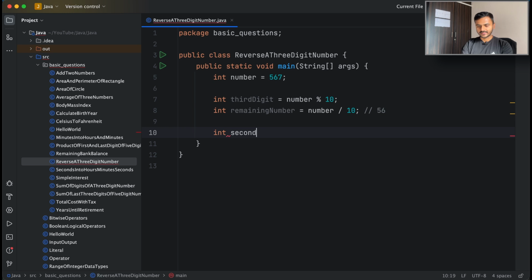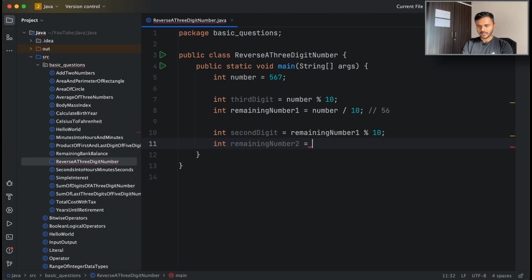Then let's find the second digit. The second digit would be the last digit of 56 and the second digit of the original number. So we'll say second digit is equal to remaining number mod 10, and we'll also find the remaining number again. So let's name this as remaining number 1 and this one as remaining number 2. And this is going to be equal to remaining number 1 divided by 10. And this is going to give us 5. And this actually can be our first digit, right? So we can say first digit.